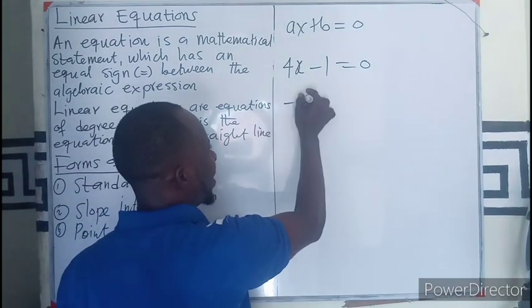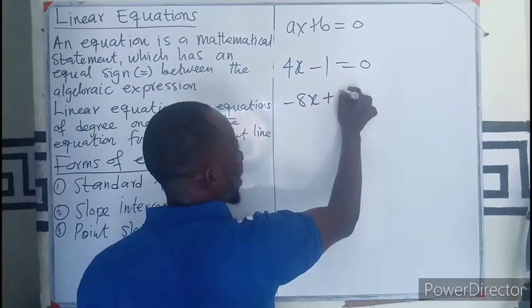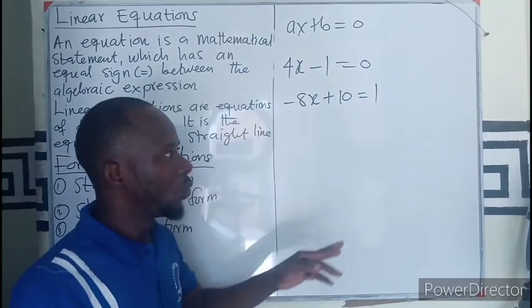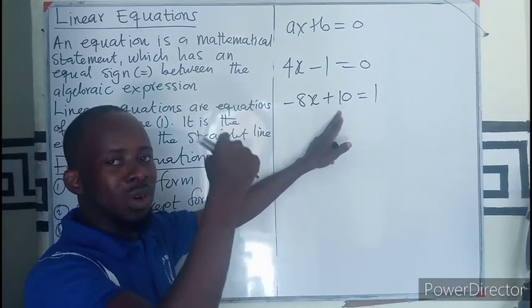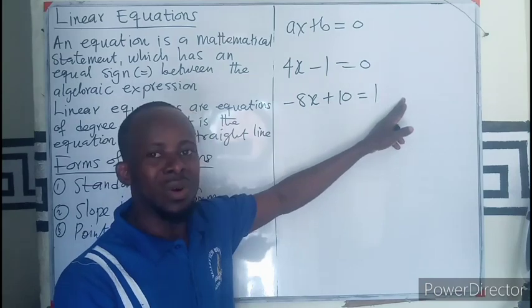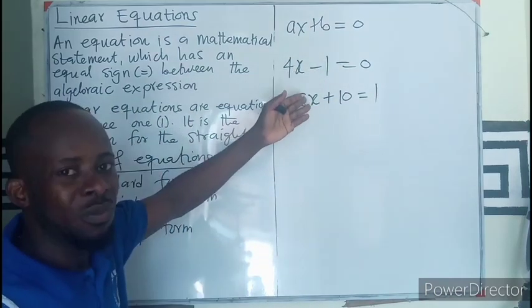It could also be negative x plus 10 equals 1, which you know that if 1 comes to this place, it becomes 10 minus 1 equals 0. The 0 will still be there. So this is a standard form.